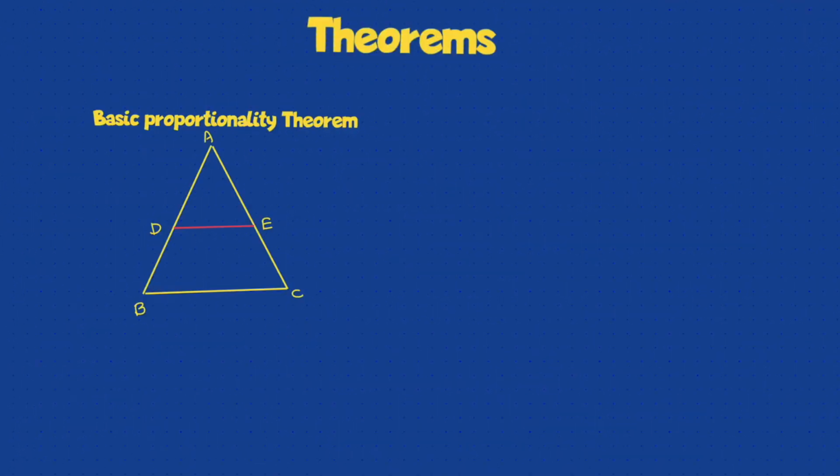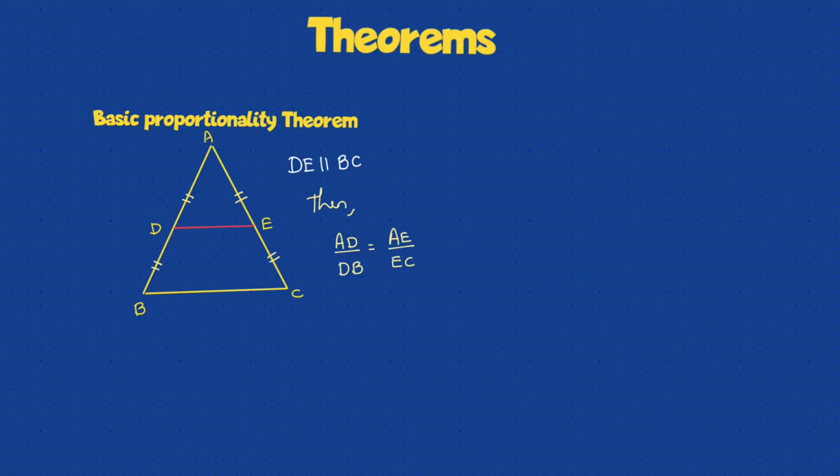So after studying the types of triangles, let's move on to study certain theorems of triangles. First we start with BPT, the basic proportionality theorem. Now line DE is parallel to line BC in triangle ABC. Then what can you say? Then you can say that AD upon DB will be equal to AE upon EC. Okay, that is your basic proportionality theorem.